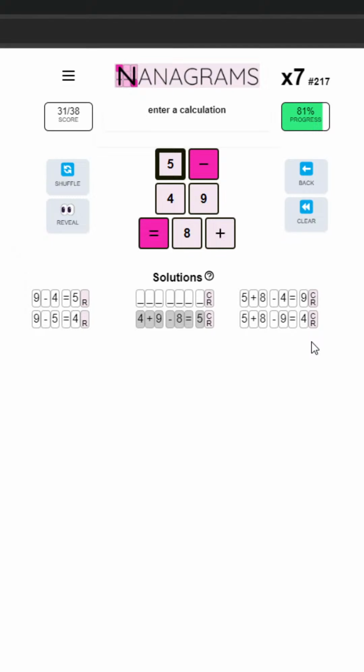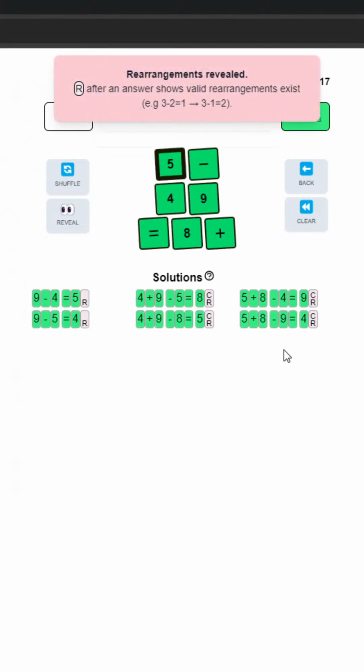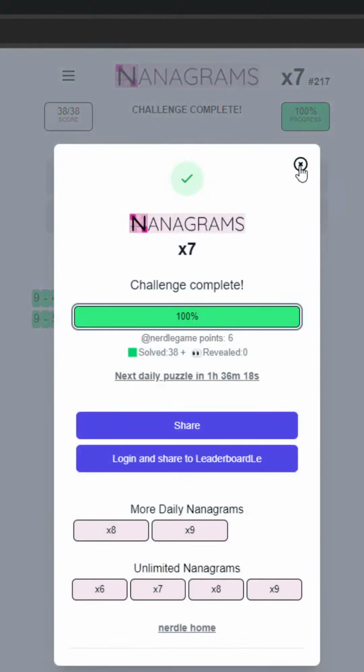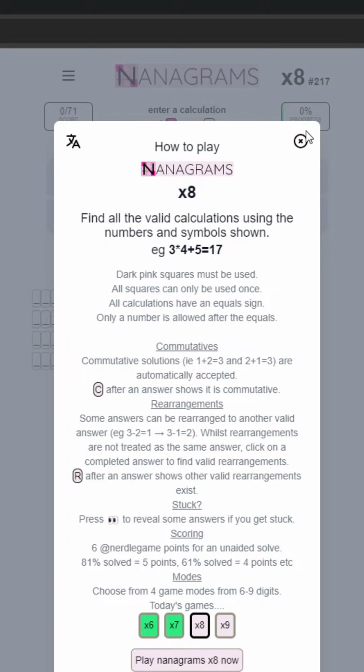5 minus 4 plus 8. Yes, I did do 5 minus 4 plus 8. It's this one over here. Oh no! I just revealed the answer! Oh. Pretend that didn't happen. We're gonna go on to the next hard one.